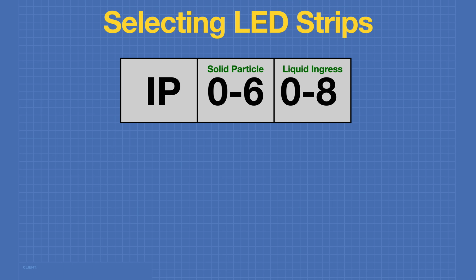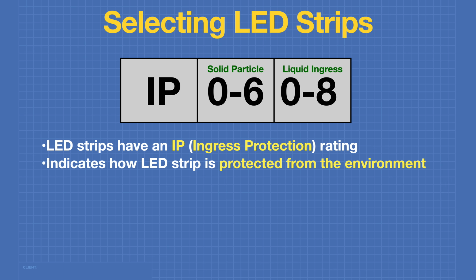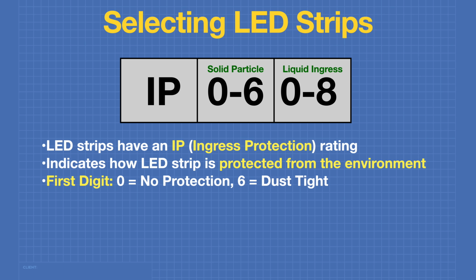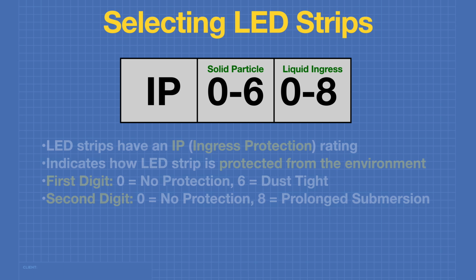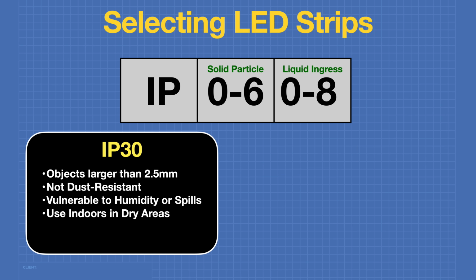Another rating you're going to see with LED strips is the IP rating. This is the ingress protection rating. This indicates how an LED strip is protected from its environment. The first digit is solid particle protection, and it ranges from 0, which is no protection, to 6, which is dust tight. The second digit is liquid ingress protection and ranges from 0, which is no protection, to 8, which is prolonged submersion.